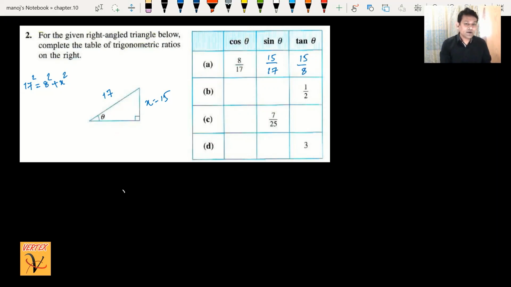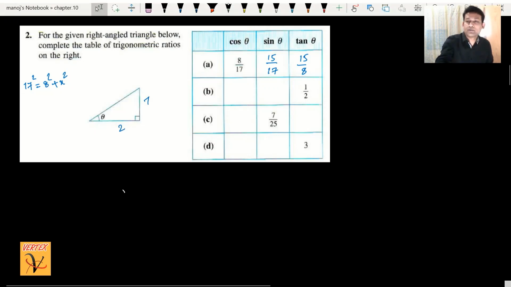Then B part, what you have to do, again you have to write here according to tan theta, 1 upon 2. According to tan theta, where is opposite and adjacent, 1 is there, 2 is there, so you can do the calculation and so on. I think there is no problem.